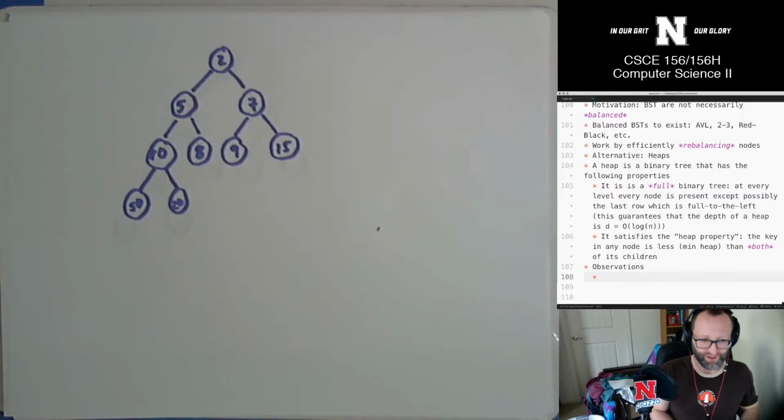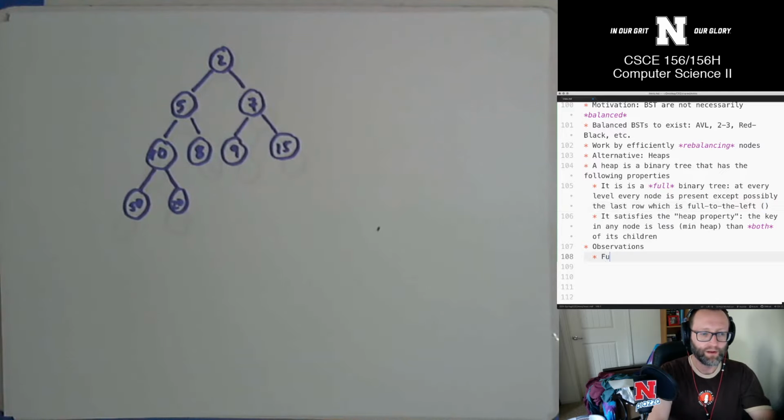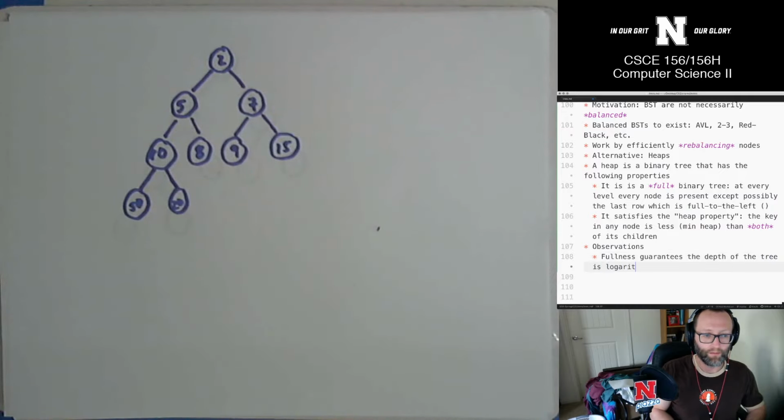So, observations. First of all, we can move this observation down here: the fullness property guarantees the depth of the tree is logarithmic. That D is order log n. So that's a very nice thing to have.